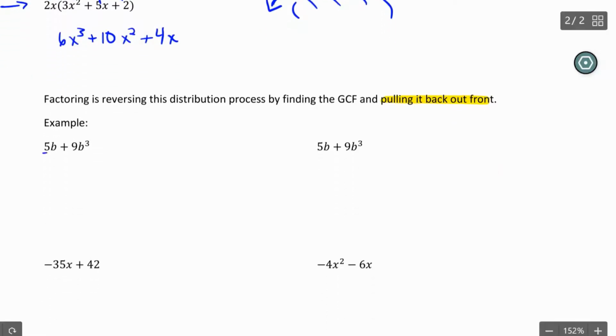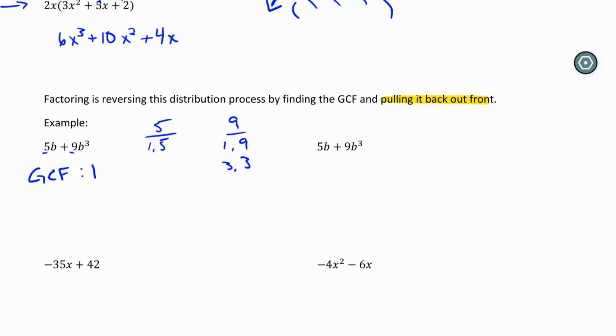Well, between 5 and 9, are there any common factors? Let's take a look. 5 is 1 and 5. 9 is 1 and 9 and 3 and 3. Those do not have any common factors that are bigger than 1. So our greatest common factor here for the numbers will just be 1. And then how many b's do they have in common? Well, just 1, because there's only 1 b here on that front spot.